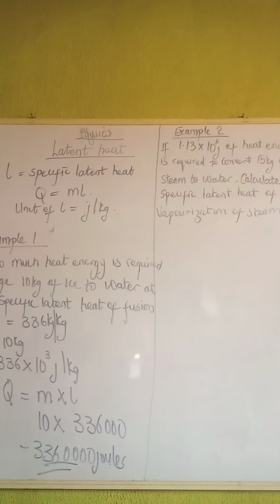And you see, this one is very straightforward. You already have your specific latent heat of fusion. We have our mass. So all we just have to do there is to multiply the mass with the specific latent heat of fusion. So now let's go to the second example.